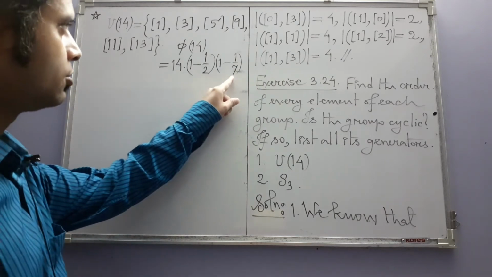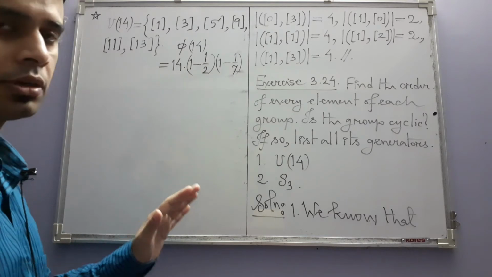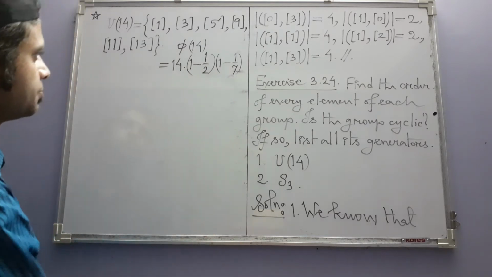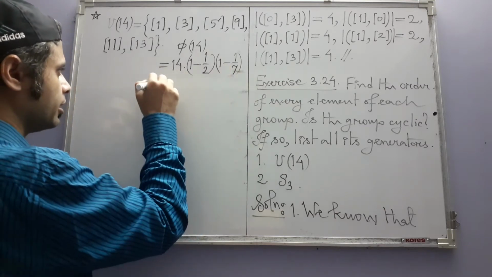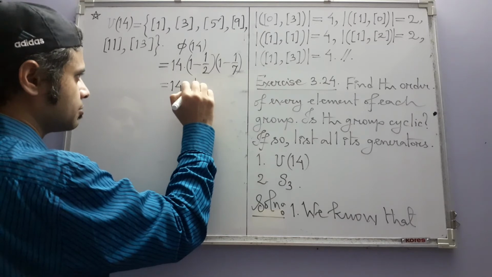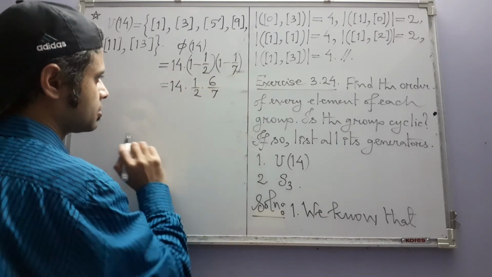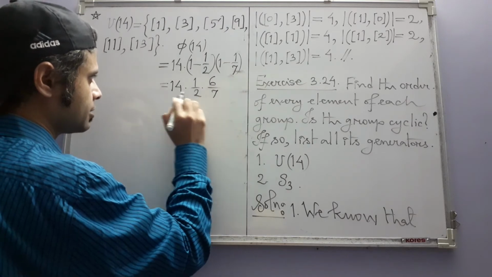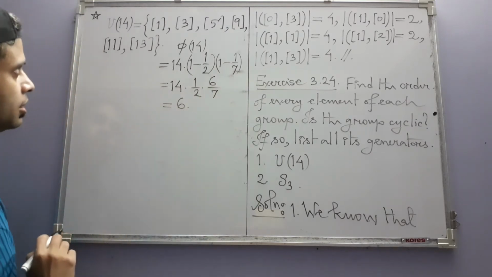What are these 2 and 7? They are the primes in the prime factorization of 14. So if you know the prime factorization, you can calculate the phi value quickly like this. So you can see that this becomes 1 over 2 and this one becomes 6 over 7. So if you cancel 2, 7 and 14, you are left with 6.